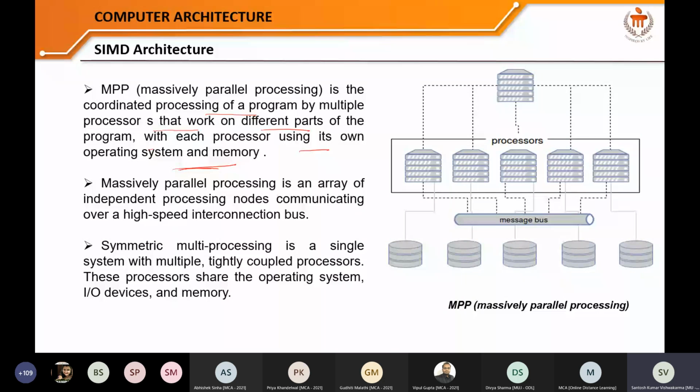As you can see in the second point also, massively parallel processing is an array of independent processing nodes communicating over high-speed interconnection buses. Now let us explore how this can be used.